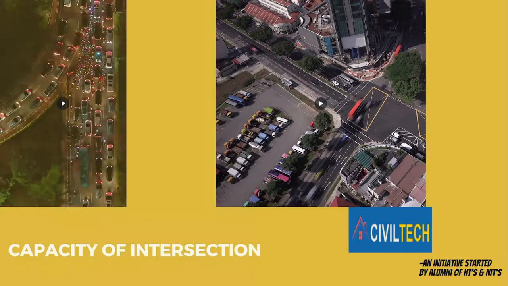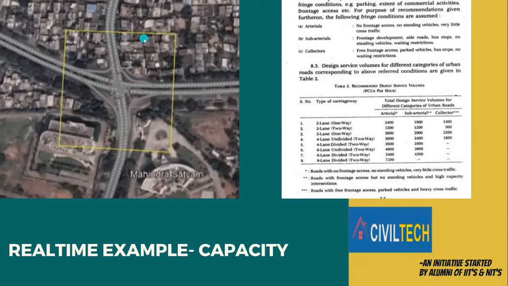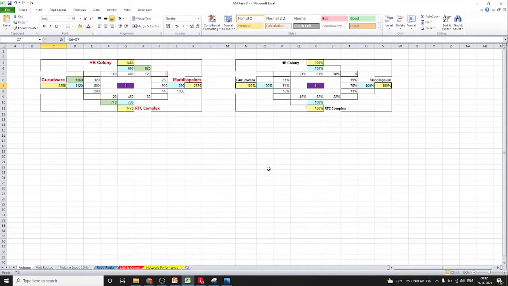Let us now see a real-time capacity example. This is a junction in Visakhapatnam, Andhra Pradesh, which is called the Mahendra Satyam junction, where we took a real-time example for evaluation of the capacity. Now let us see this Excel sheet, where we have the field values of the turning movement survey. These are the four locations of the intersection we took: Gurudwara, HB Colony, Madhya Parliament, RTC complex.